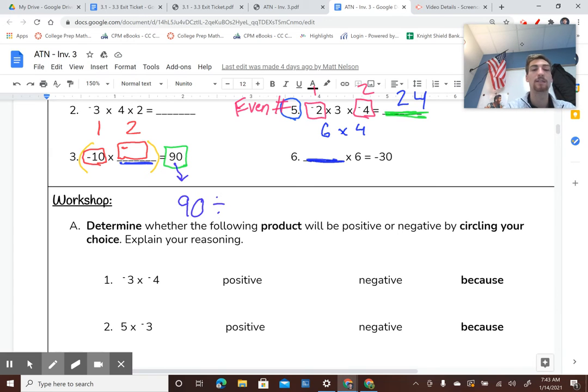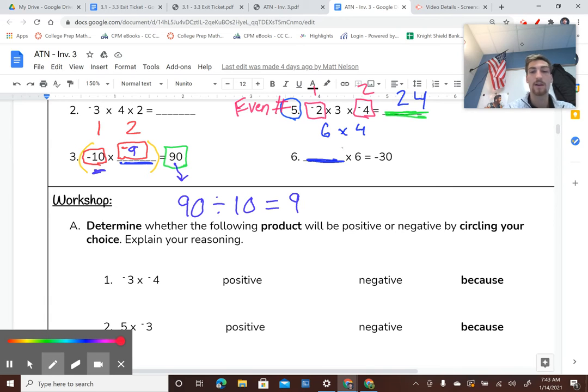So I'm going to do 90 divided by my other factor of 10. And 90 divided by 10, let's say I have $90, and I'm dividing that between 10 of my friends. So they're each going to get $9. So negative 9 times negative 10 is going to give me positive 90.